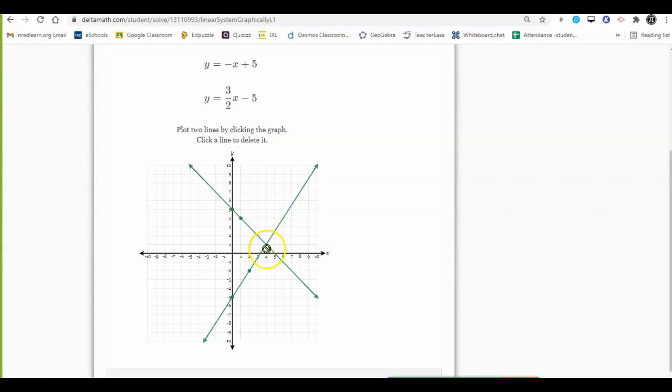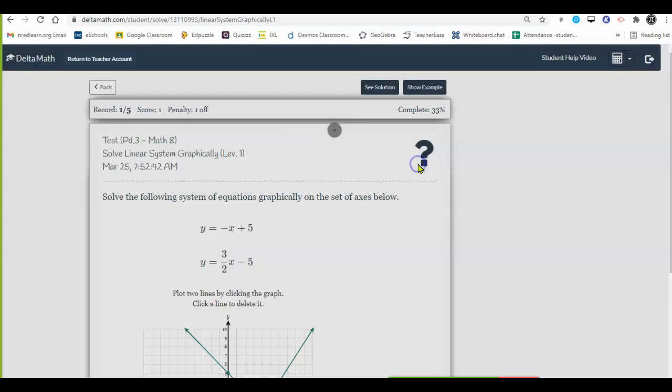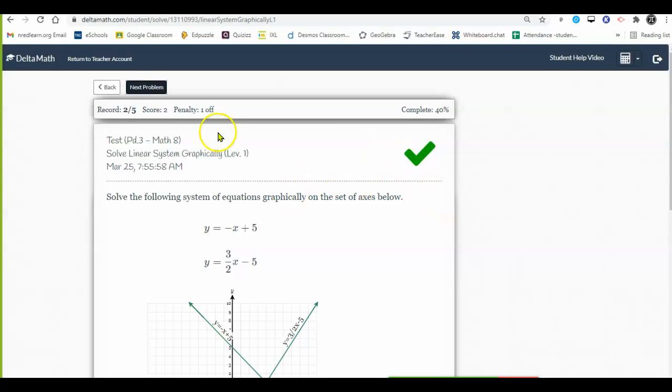This right here, (4, 1), you can see the intersection. There's no point there drawn, but you can see it. So the solution is (4, 1). Submit your answer, and we're done. Let's try that one more time.